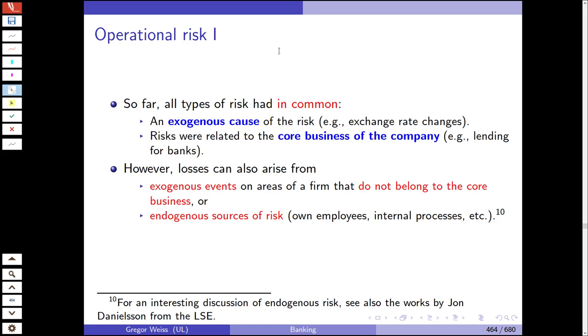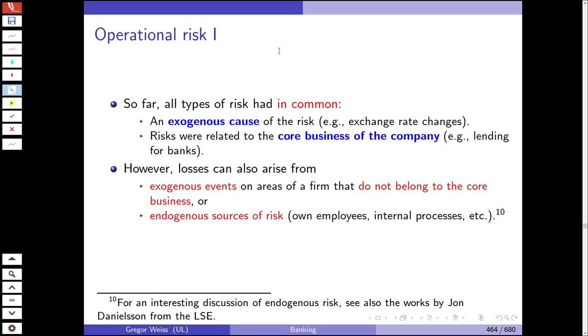So far, all the types of risk had one thing in common. They were exogenous and they affected the core business of the company. And everyone would have guessed that, yes, we have market risk and we have credit risk. But sometimes losses can also arise from areas of a firm that do not belong to the core business, or endogenous sources, rather, let's say, internal sources. You can read this very interesting work on endogenous risk by Jon Danielsson at the London School of Economics. Endogenous risk is maybe slightly different. We should rather call it internal sources of risk, that is, own employees, inadequate internal processes, computer failures, etc.